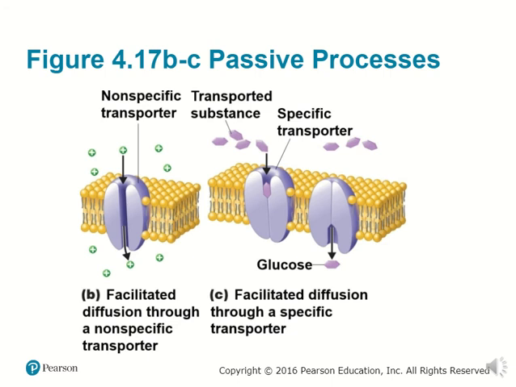These transporter proteins are essentially natural openings or natural gateways in the membrane. As far as facilitated diffusion through a nonspecific transporter, these just allow things to go through following the concentration gradient, whereas facilitated diffusion through a specific transporter will only take in a certain substance and then close off and allow that substance to move through.